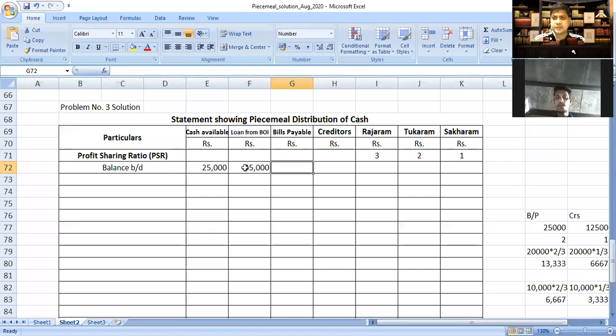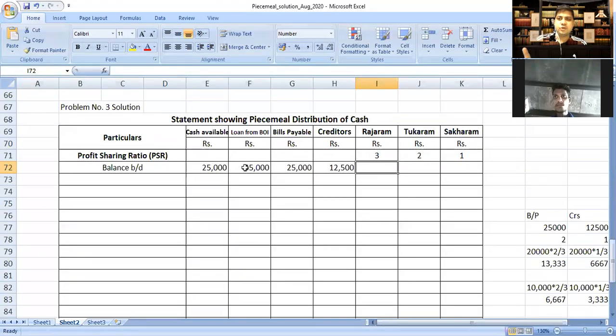Then after that, bills payable. How much is the value of the bills payable? If you see the liability side, they have provided 25,000. Creditors value 12,500. Then we will record the partners' capital.